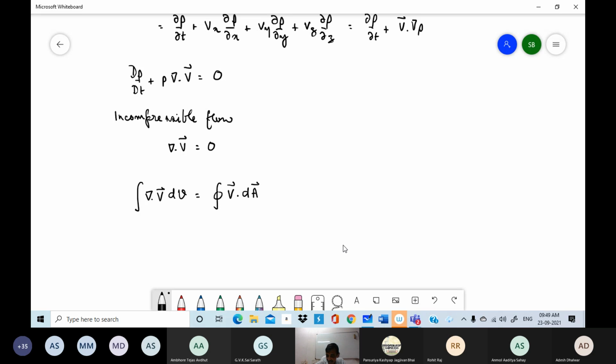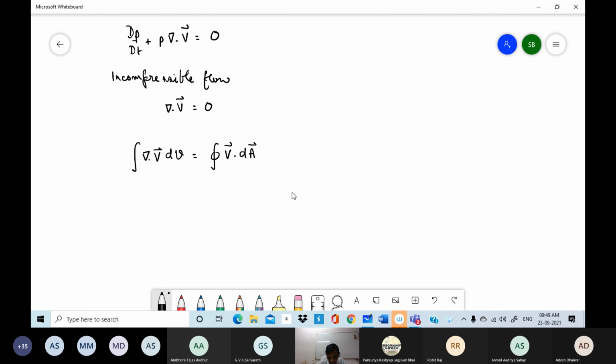this is from the divergence theorem, or Gauss's theorem, or Ostrogradsky theorem. So that says del dot V over the volume should be equal to V dot dA over the entire closed boundary of the volume. Now, if I consider an infinitesimal volume, if I say my volume is infinitesimally small, then this I can approximate as del dot V into V.